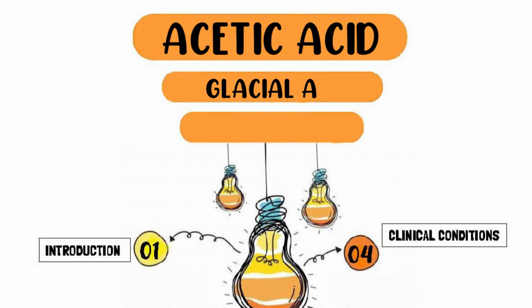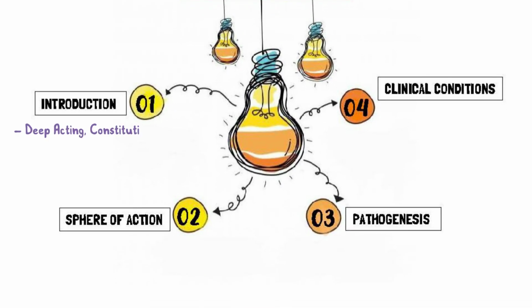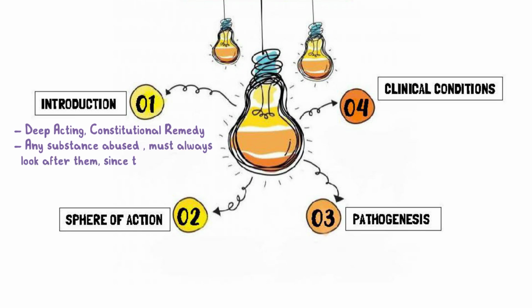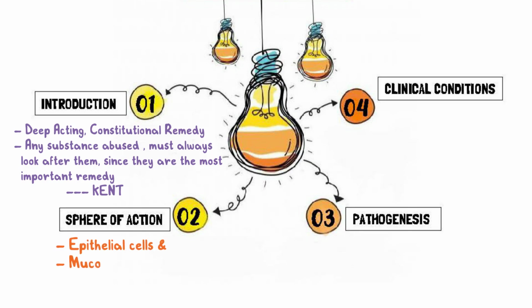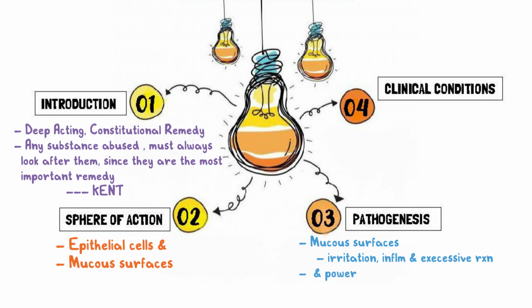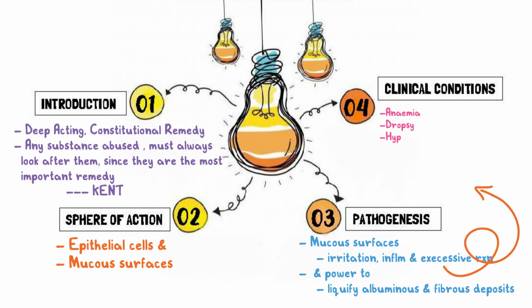Acetic acid, glacial acetic acid. It is considered one of the most deep-acting constitutional remedies, and according to Kent, any substance which has been abused as a food is considered a great remedy. The sphere of action is over the epithelial cells and mucous surfaces. The pathogenesis involves mucous surfaces, which produces irritation, inflammation and excessive reaction, and it has the power to liquefy albuminous and fibrous deposits, resulting in these disease conditions.